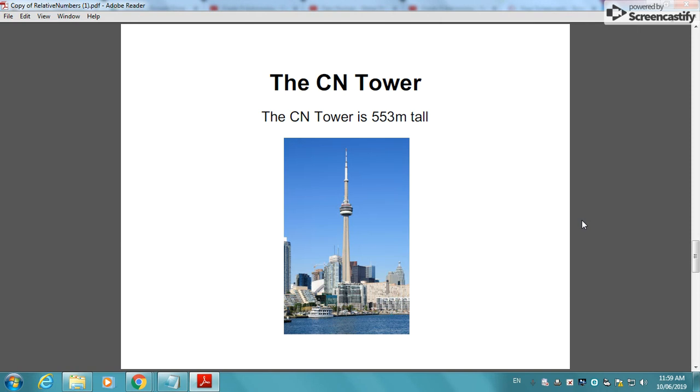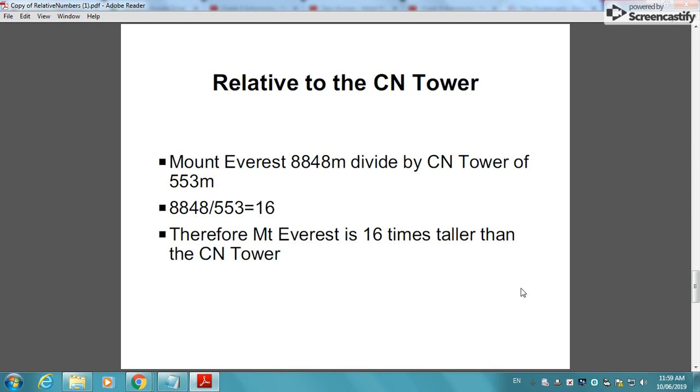The CN Tower, which almost every Canadian has seen in reality, because there's 8 million people in Ontario, is a well-known landmark, and you can go up to it and stare up at it. It's half a kilometer in height. If I take the height of Mount Everest and divide it by the height of the CN Tower, I get 16. Therefore, Mount Everest is 16 times taller than the CN Tower. Now do you get it?